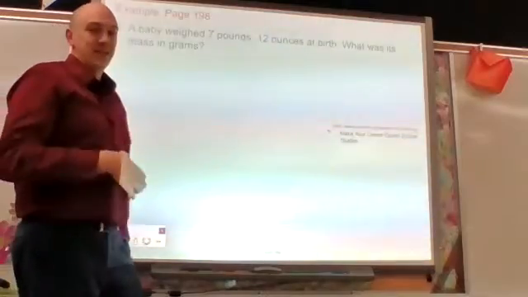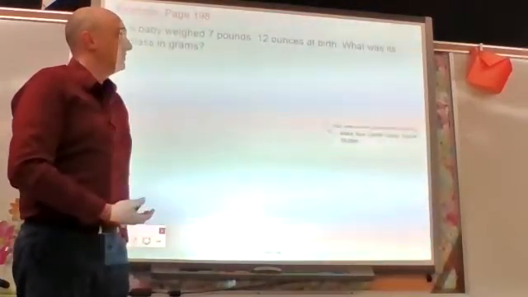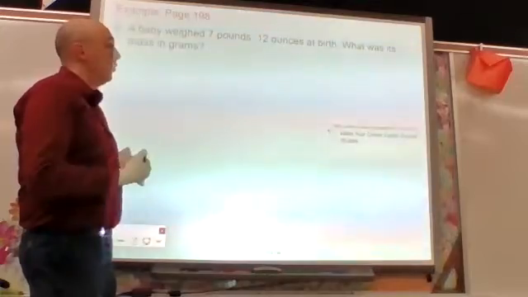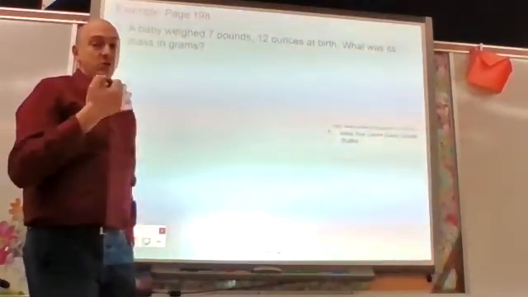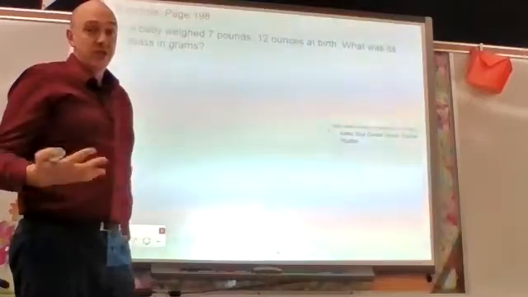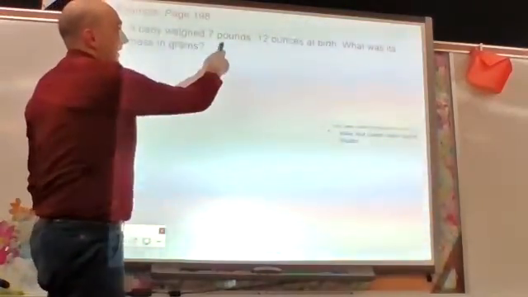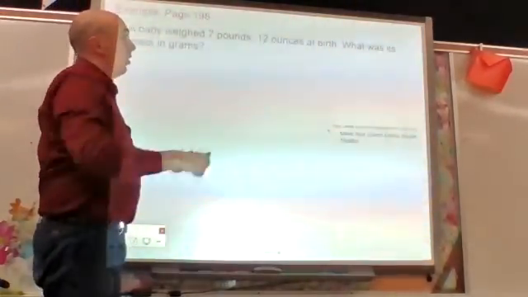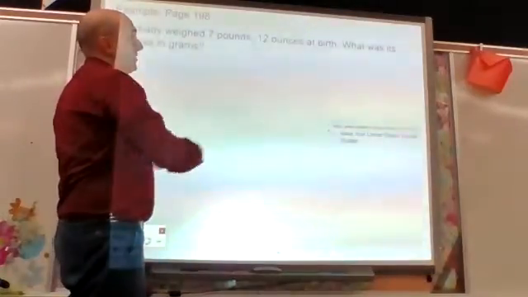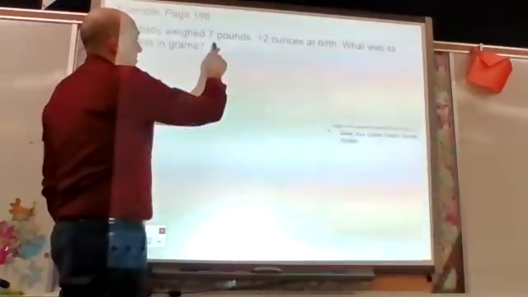One last example. We've got a baby that weighs 7 pounds and 12 ounces at birth. What is its mass in grams? So as with many math problems, there's a couple of different ways we can do this. We can convert our pounds and our ounces separately, or we can start by combining everything into pounds or ounces. And actually, that's what I'm going to do.